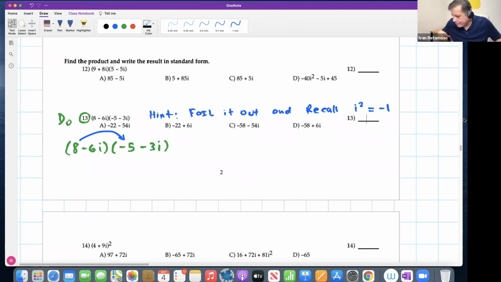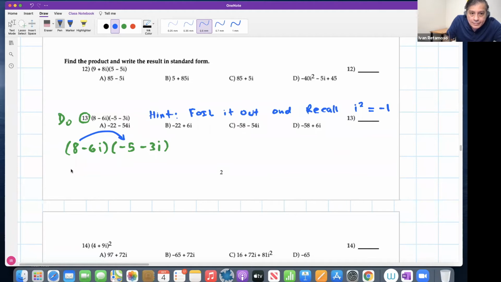I see some activity in the chat room. Mohina, yeah, you made my day. Excellent, excellent. Negative 58 plus 6i. Excellent. Very good, very good.